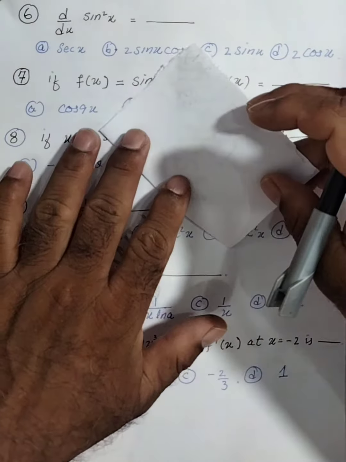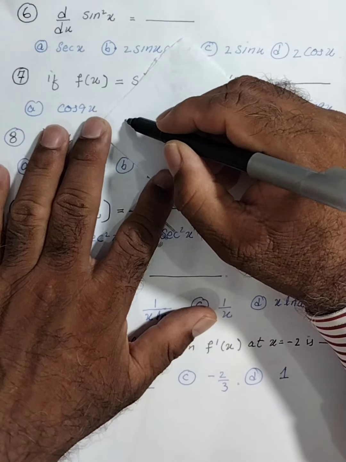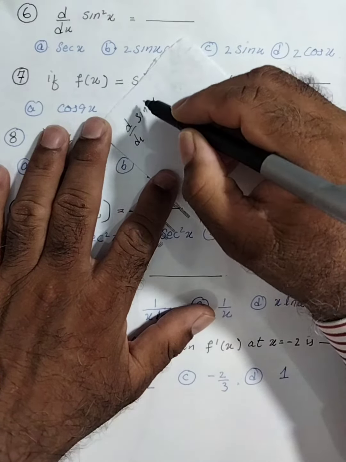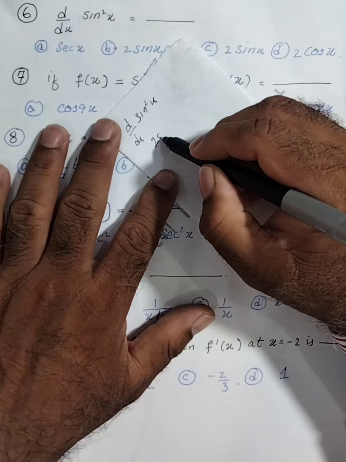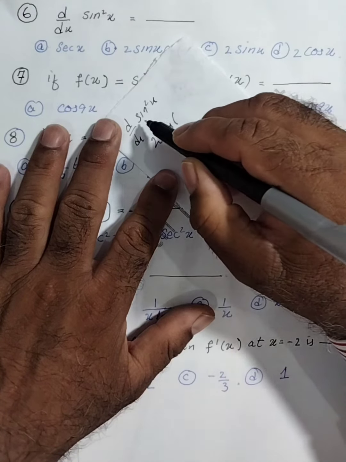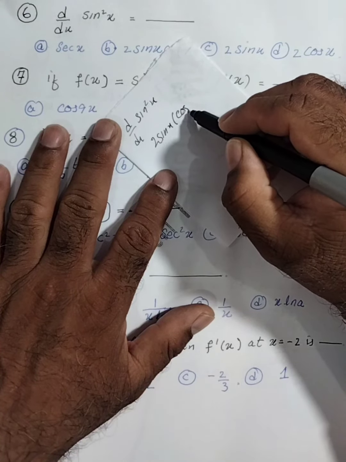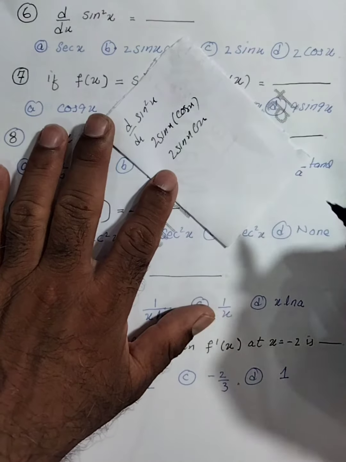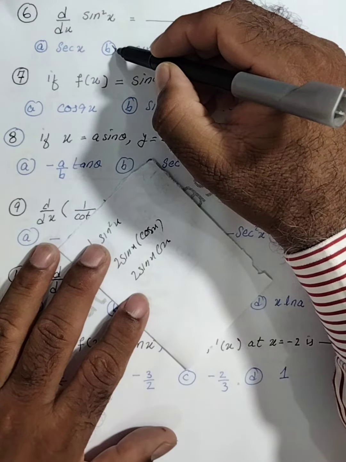Now come to the sixth MCQs here, that is sine square x. Power is on the function, so that will be 2 sine x, and the derivative of sine x will be equal to cos x. So the answer is 2 sine x cos x. The correct option is B.